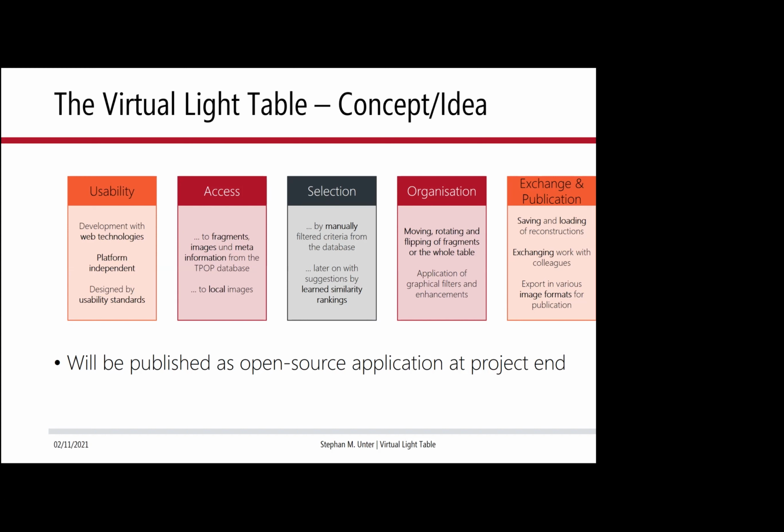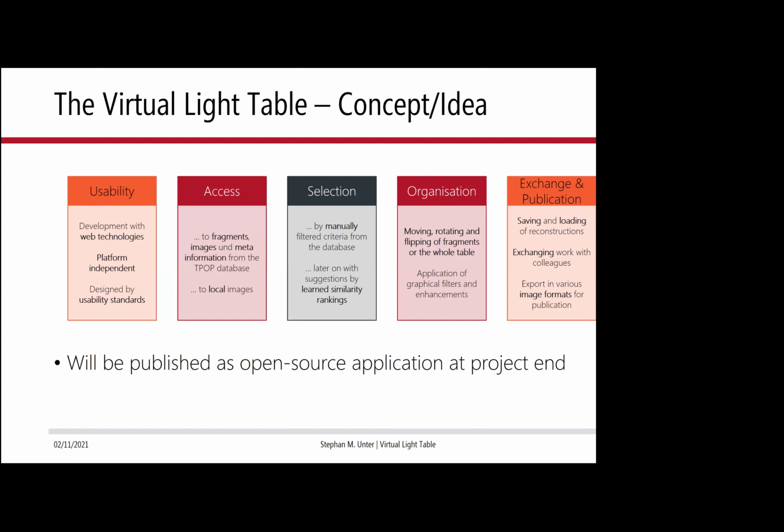Then the second pillar is access. So we want to have access both to fragments from TPOP, all the images, all the meta information that human sources already provide, but also to local images. So if I have additional papyri from another collection, for example, or personal images from a study trip, then I can still add them to the table as well. Or maybe I'm not interested in papyri, maybe I want to study wall fragments. Basically everything that is in a 2D environment would be up for that.